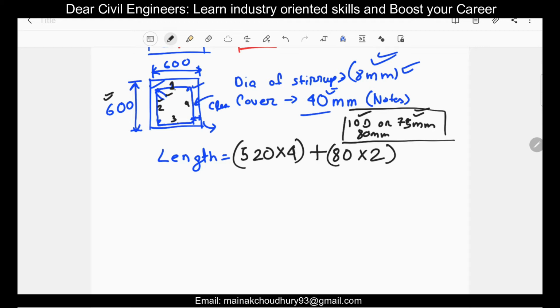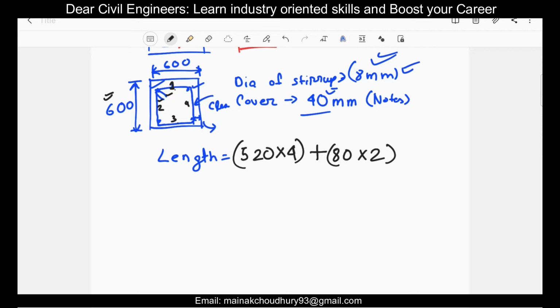The entire calculation we are doing in mm. So it will be 80 into 2, where we are taking 80 mm. So the 1 to 4 sides are covered, and the two hooks are also covered. Now comes the deduction. For the deduction, you have to know a particular theory.